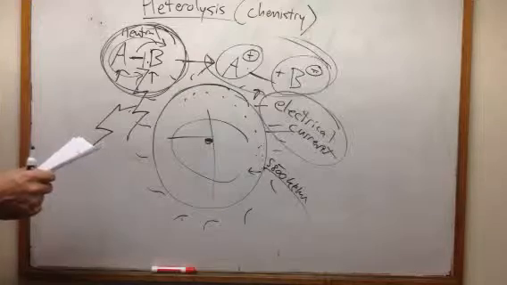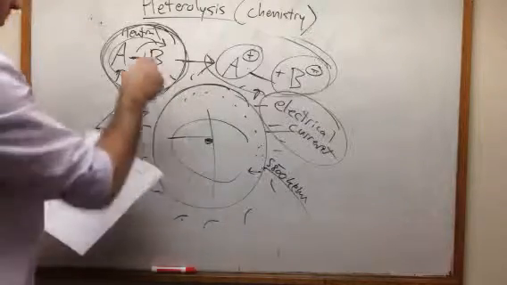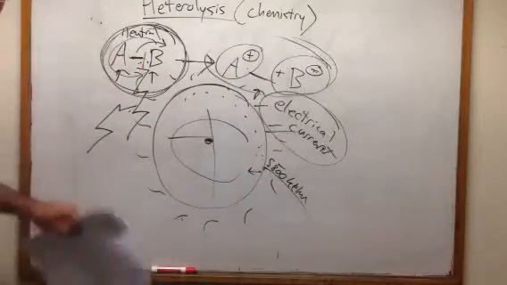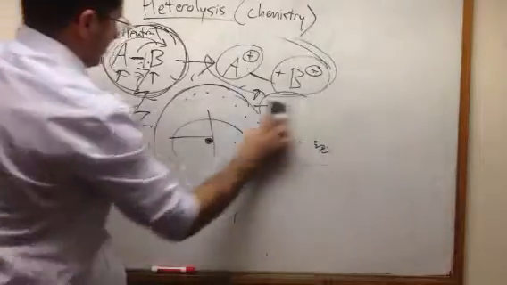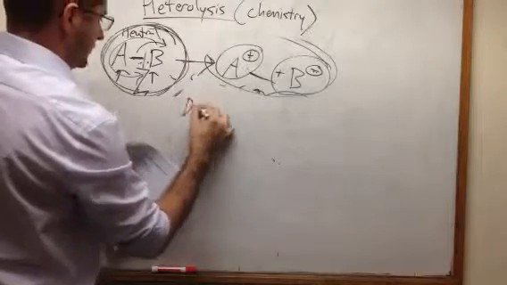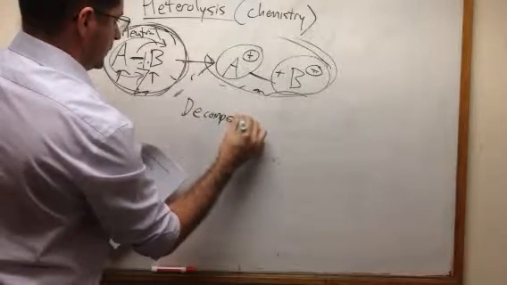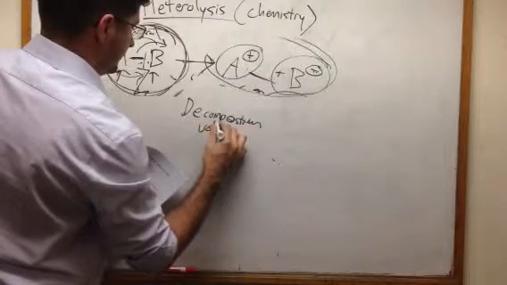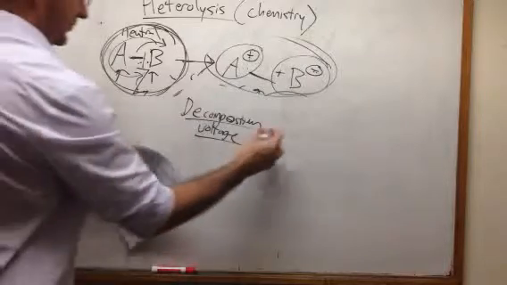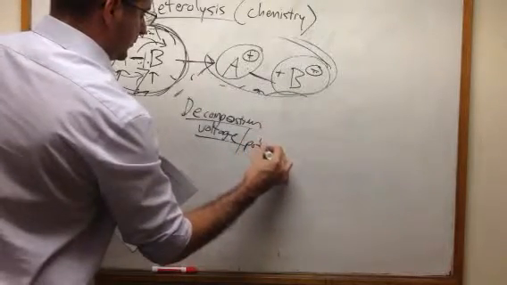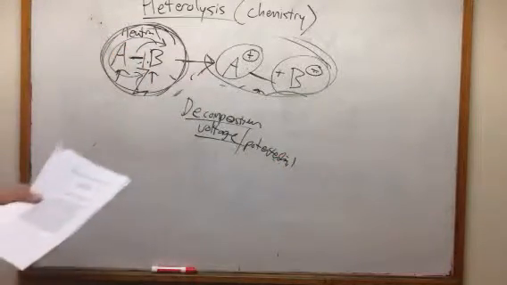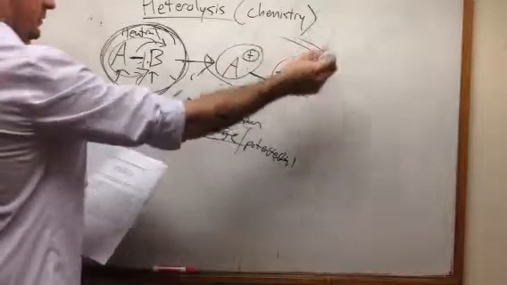And the energy, or the strength of the electrical current to break apart this particle is known as the decomposition. Here, I'm going to erase some things. It's known as the decomposition voltage, or decomposition potential. That's the energy required to break apart that neutral molecule into both positive and negative.